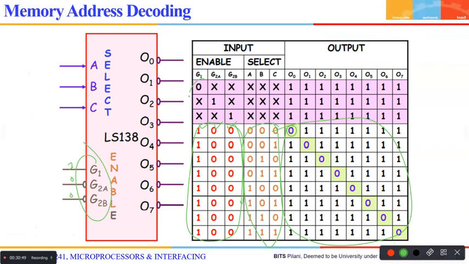When these are something else other than this combination, can you tell me what the output is? Irrespective of whatever input you give, all outputs are always high. Have you understood this?